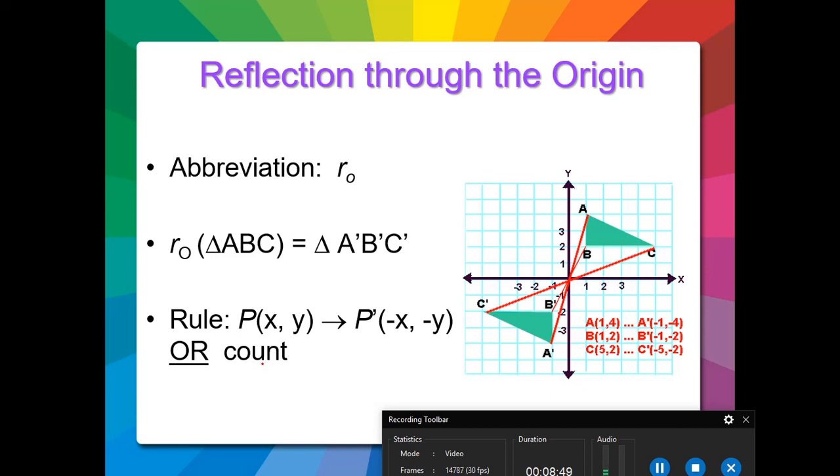You're going to count kind of a slope pattern. You're going to count down and over, left and right, or count up and then go left or right, and each point will follow its own particular pattern.